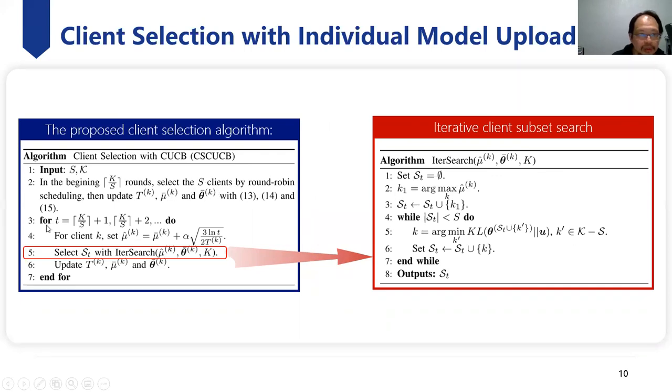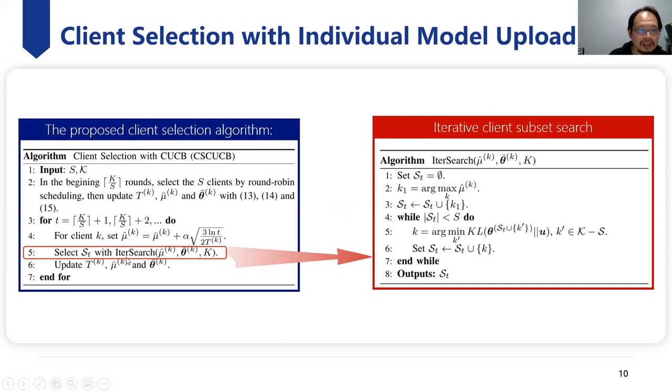clients by round robin scheduling, and then update with the time, and then all the key variables, with the formulas that are available in our paper. Then we perform a for loop. Then for every client, we perform the task for that.